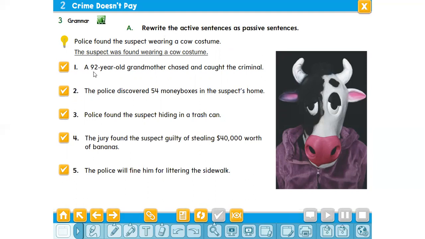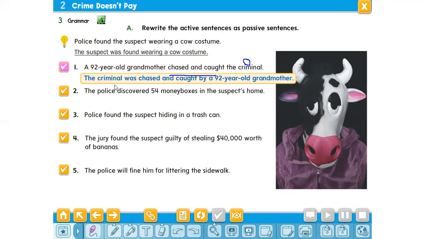Let's answer number 1. A 92-year-old grandmother chased and caught the criminal. Okay, here, where is the verb? Excellent. Chased and caught. It is in the past form. And where is the object? Excellent. The criminal. We start with the object. Okay. The criminal was chased and caught by a 92-year-old grandmother.